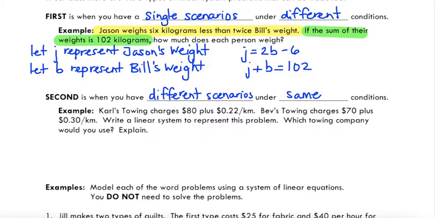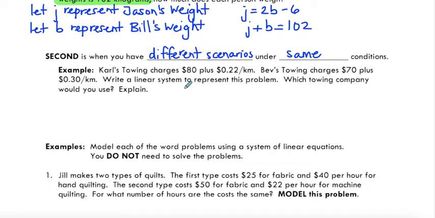So this is what this might look like. Carl's towing charges $80 plus 22 cents per kilometer. Bev's towing charges $70 plus 30 cents per kilometer. We want to write a linear system to represent this problem. So we have to come up with two different equations, and we're going to use those equations to figure out which towing company we would use. And we would make that decision based on what happens before the point of intersection and what happens after that point of intersection.